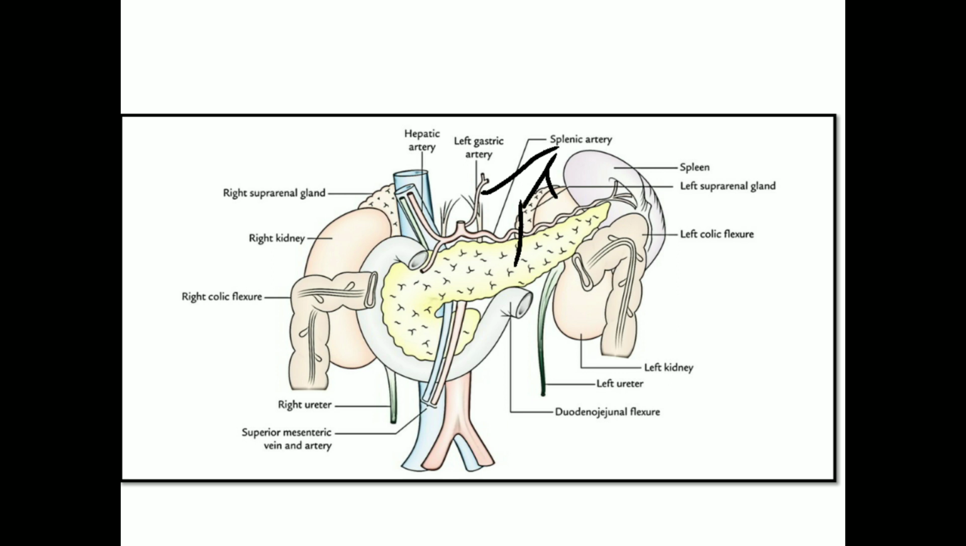The tail, you can see here, this is the tail of the pancreas. The tail extends into hilum of the spleen. This is the spleen. Hilum of the spleen in a peritoneal fold called lienorenal ligament. It is accompanied by artery. You can see the artery running here, the tortuous one, that is called the splenic artery. So, the tail of the pancreas is related to hilum of the spleen.